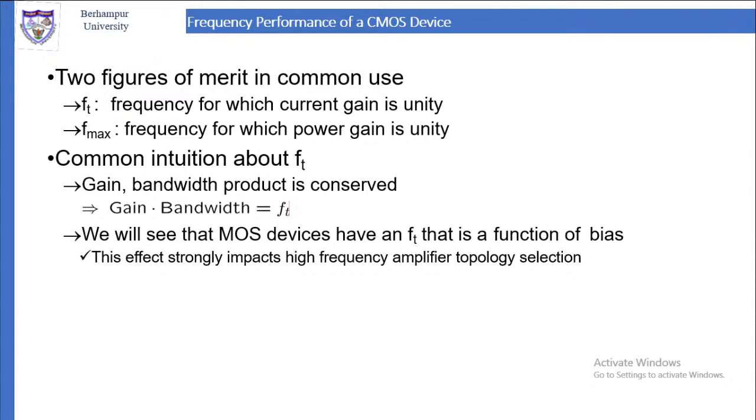We will also see that MOS devices have an Ft that is a function of the bias. How you bias the device, that Ft depends on that biasing. So this effect strongly impacts the high frequency amplification. When you select the topology of the amplifier, how to design the amplifier, how to design the biasing circuit, that actually affects what will be the Ft.